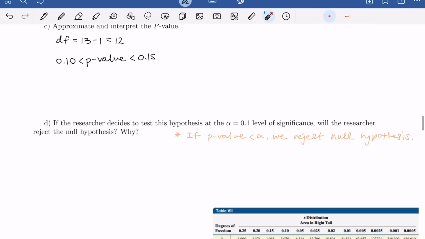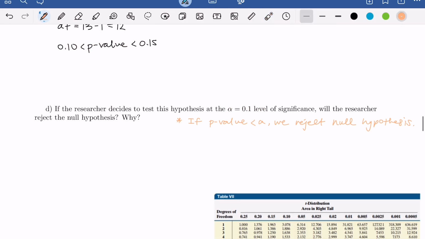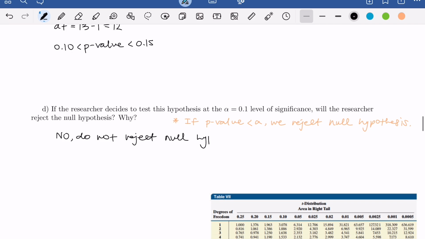And in this case, we just figured out that the p-value is going to be in between 0.10 and 0.15, and our level of significance is 0.10. We know the p-value is greater than that, so in this case, we're not going to reject the null. So no, do not reject the null hypothesis, since our p-value is greater than our level of significance.